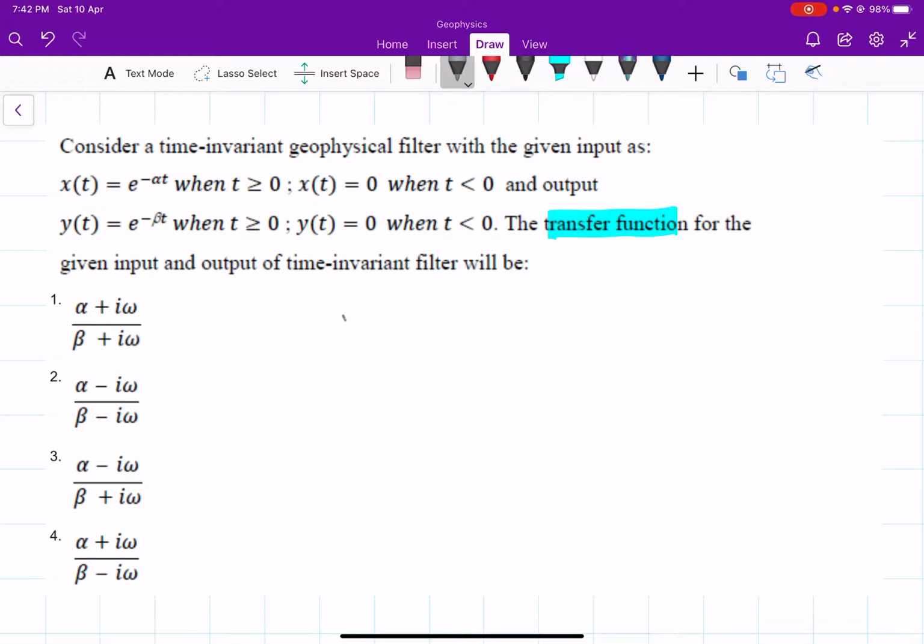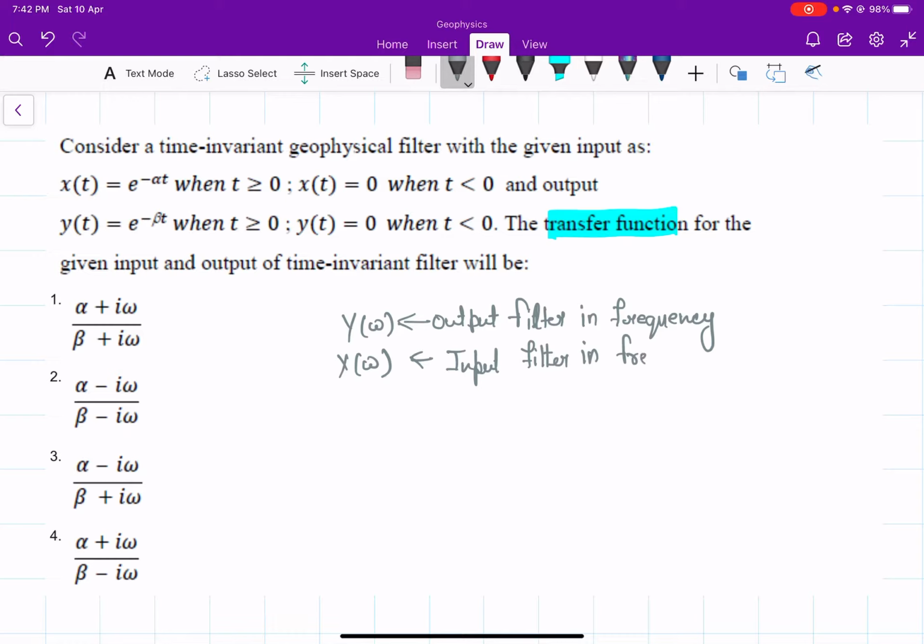So if Y(ω) and X(ω) are the output filter in frequency domain and the input filter in frequency domain, these are the two parameters which are given in frequency domain.